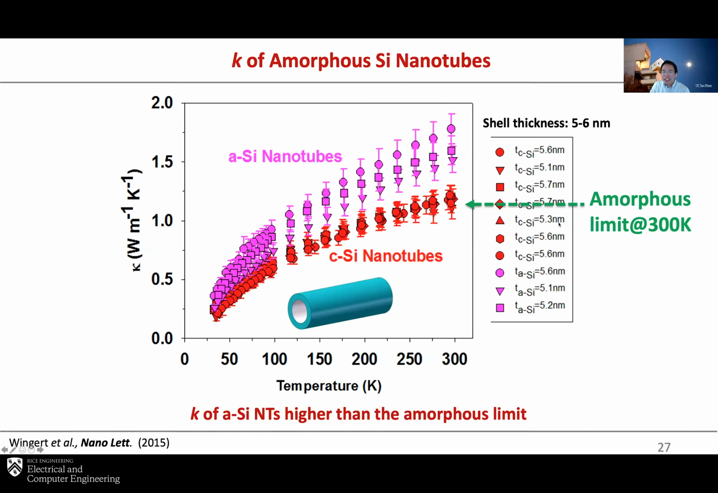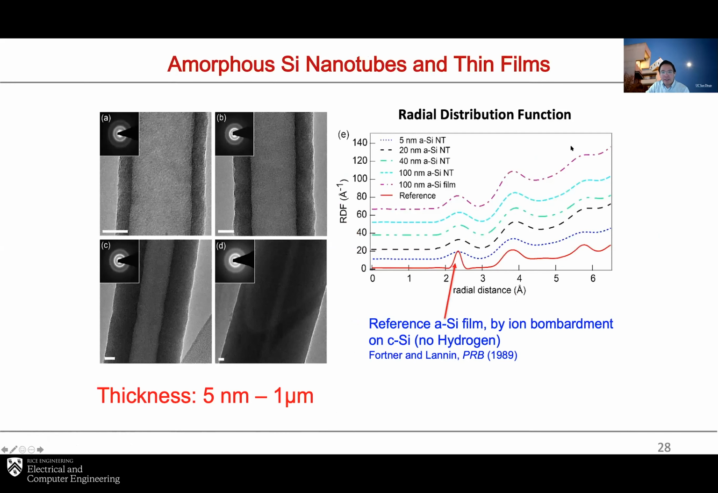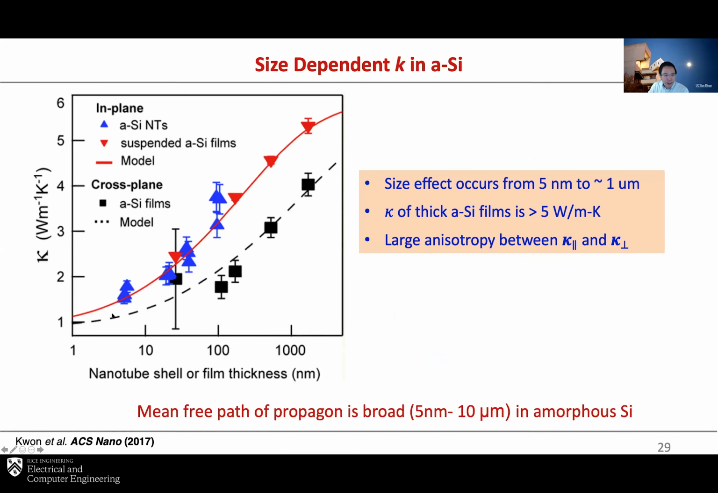And as we said earlier, the other side of the story is these amorphous silicon tubes, shown by this pink color, which is higher than the amorphous limit by as much as 50%, even when the size is 5 nanometers. So we did a fairly systematic study to look at silicon nanotubes from amorphous silicon with tube thickness from 5 nanometers to hundreds of nanometers. We also looked at amorphous silicon thin films. This result shows that as you increase the tube thickness and also the thin film thickness, we actually have increasing thermal conductivity with larger size, and it can be as high as over 5 watts per meter Kelvin. In amorphous silicon, this is actually somewhat surprising.